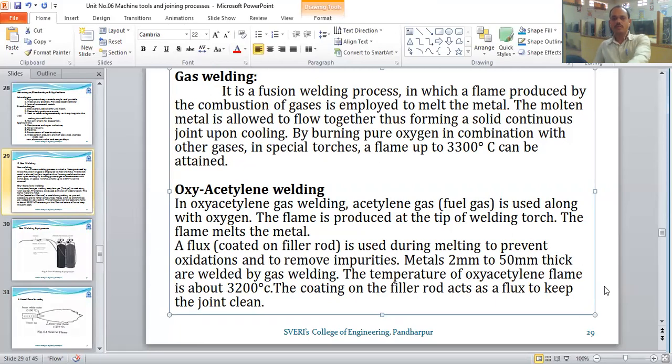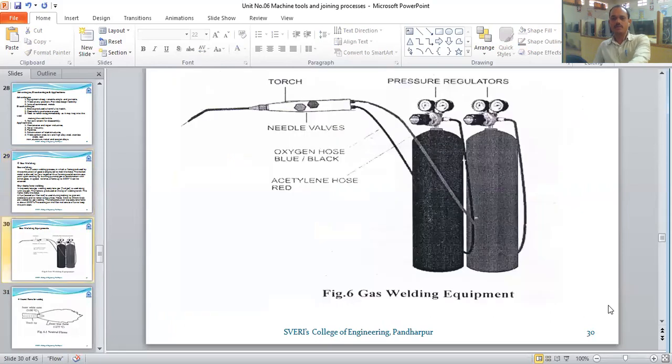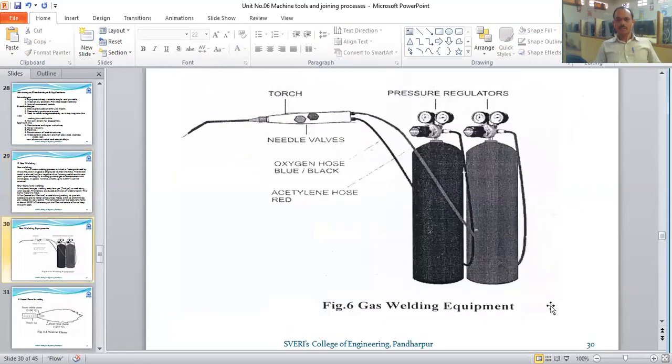So I will show you here. Now, see, this is the equipment. These are the equipments for gas welding. So two cylinders are provided there, and the two cylinders have different colors. One cylinder is coated with black color, and another one is maybe red color. If it is acetylene, then it is coated with the red color.